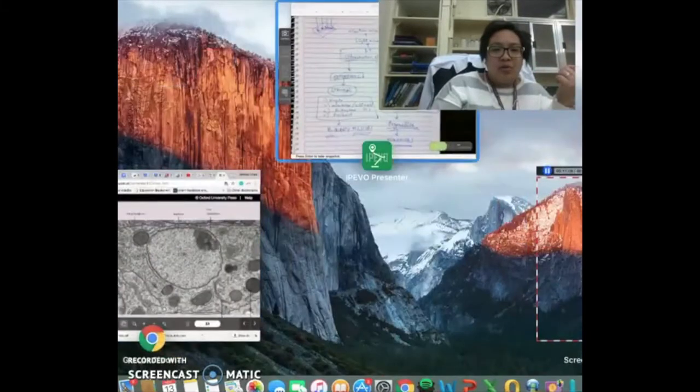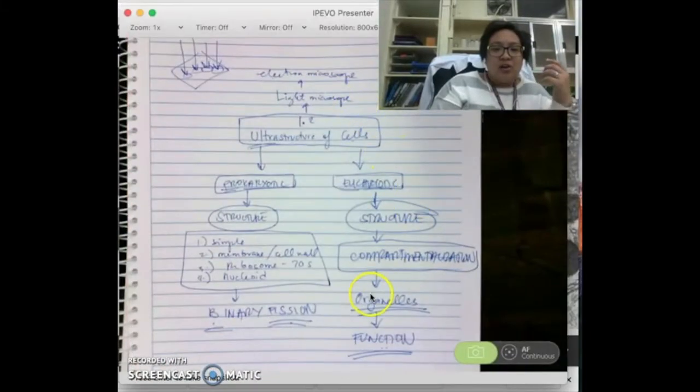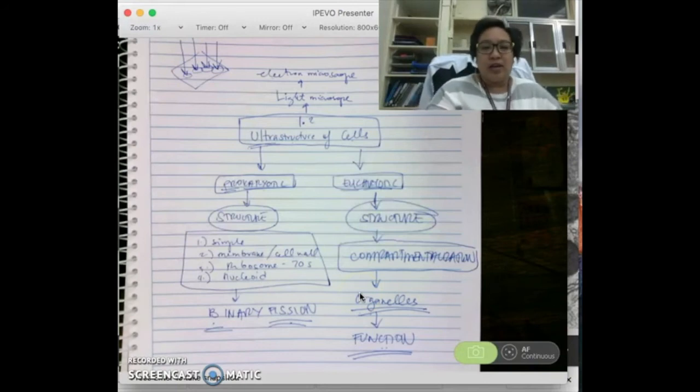So remember, what you need to study here are the different functions of your organelles, and at the same time, how these organelles look under the electron microscope.